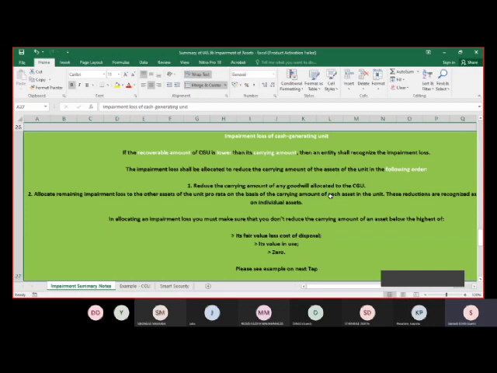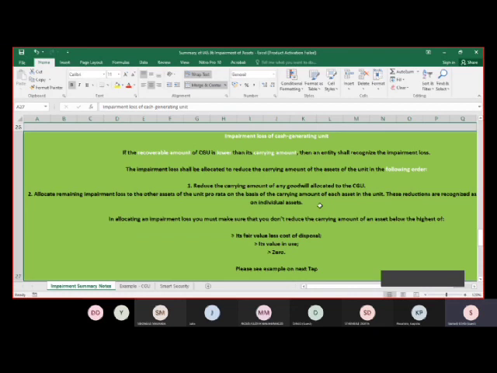120 of the impairment, because our overall impairment is 500,000. And then allocate the remaining impairment loss to the other assets of the unit, pro rata on the basis of the carrying amount of each asset in the unit. This reduction is recognized as an individual asset, right?